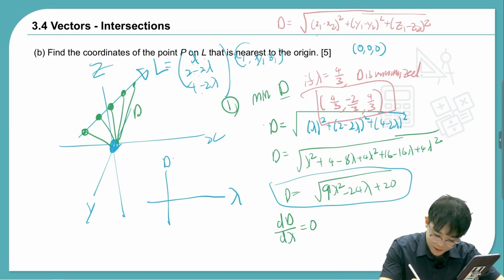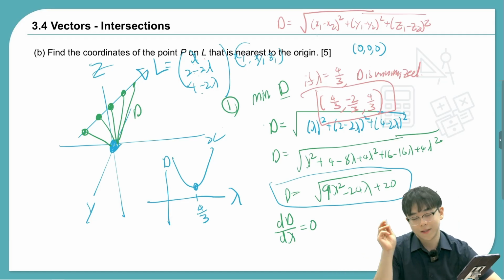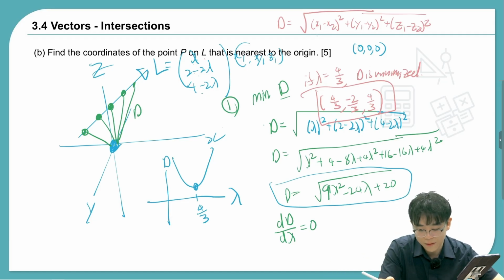So this would be sufficient to get you all 5 marks in this answer, right? Because this is the graph we got, and this is 4/3. But there's a second way to do it, which is using vectors.